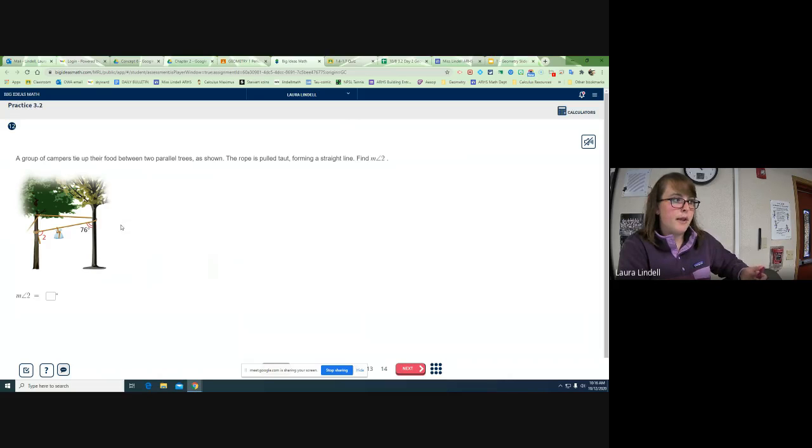So then all we have to do is think about, okay, well, angle 2 and 76 degrees over here. The angle relationship for those is consecutive interior because they're inside the trees and they're on the same side of that transversal rope.